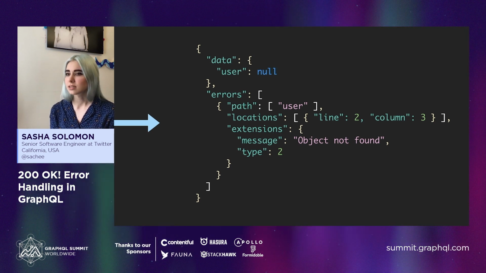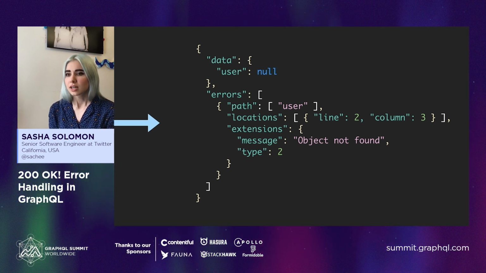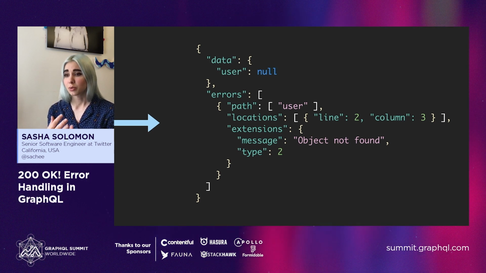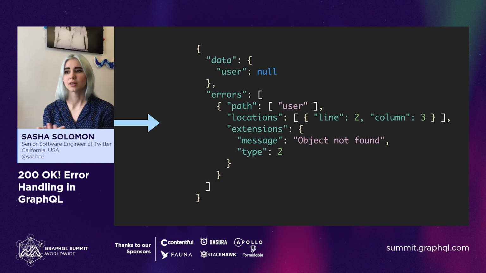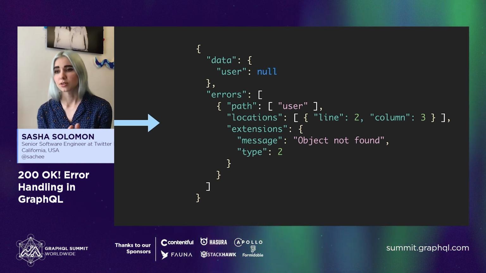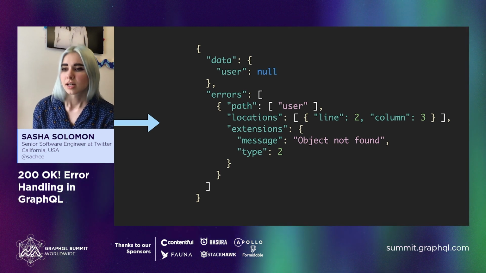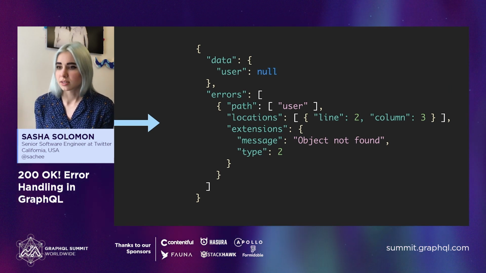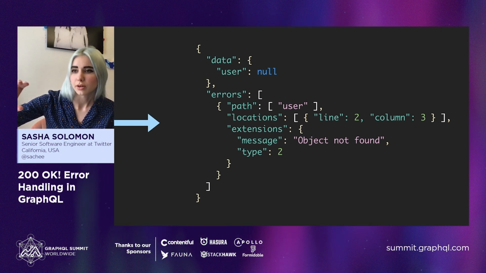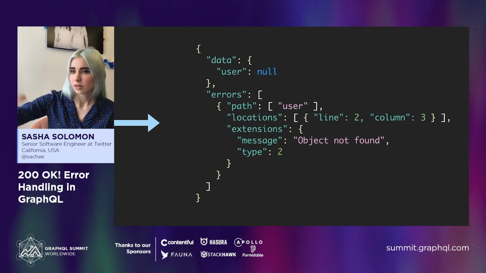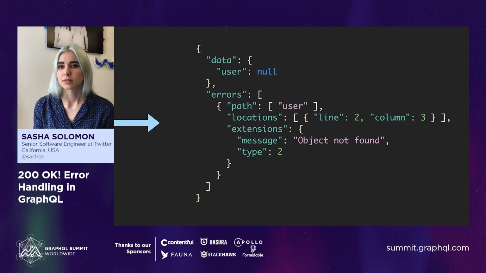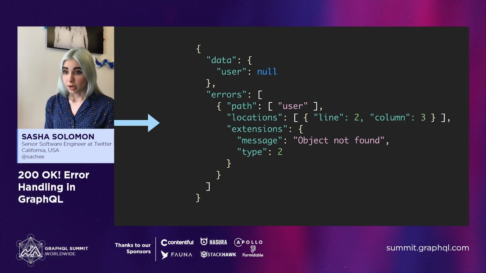All we have from this is object not found. That's not a great error message, and it's hard to know what's going on. For example, if we queried for multiple users, we might not know which user this is actually for without some digging and reading into this a little more, like what line and column it is. And for multiple errors, they would also appear in the errors array. So we'd have this whole thing with user, locations, extensions, et cetera, but then we'd also have a whole other thing if we queried for multiple things and got multiple errors.